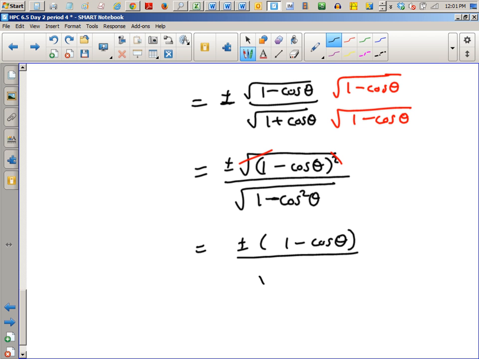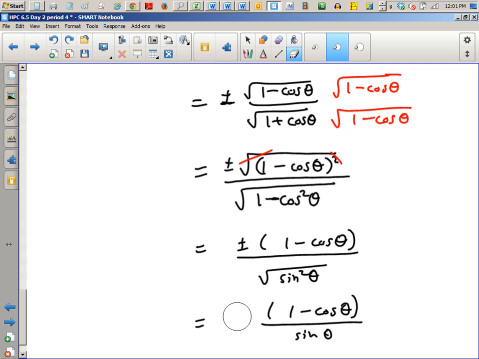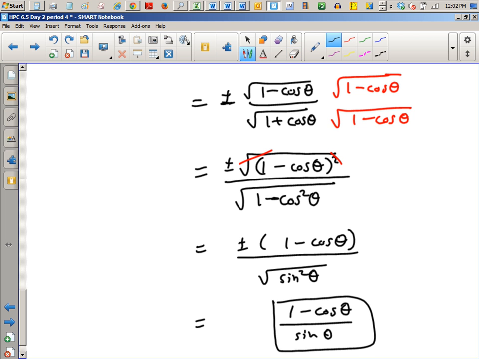And the bottom, that should look familiar. Isn't that just sine squared? 1 minus cosine squared? Okay. So this gives me plus or minus 1 minus cosine theta all over sine theta. And for reasons I won't go into right now, the plus or minus is obsolete. It's not even necessary. I'm not going to go into the reasons for it. Isn't this a lot better than what I had a minute ago? That's so much better. So our formula, I prefer this, you guys, 1 minus cosine all over sine. This is so much better. This was too hard to use. How about that? Much better. There's no plus or minus.